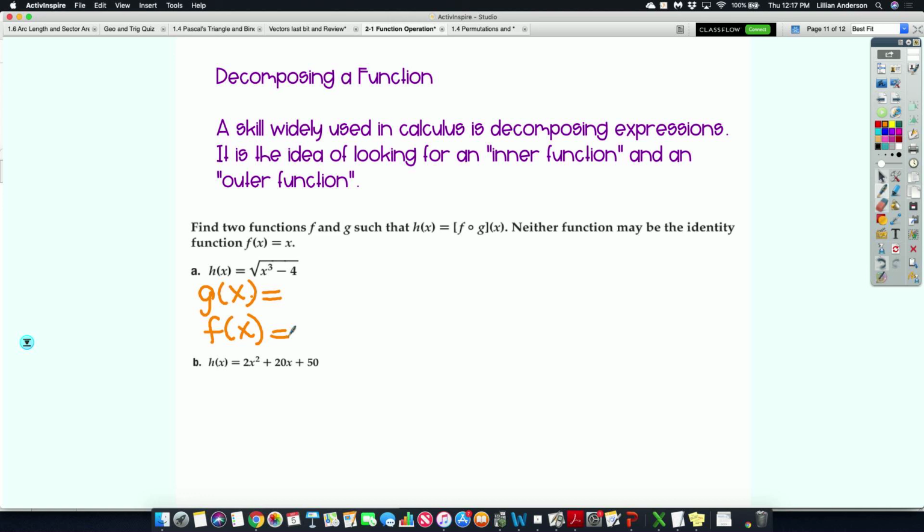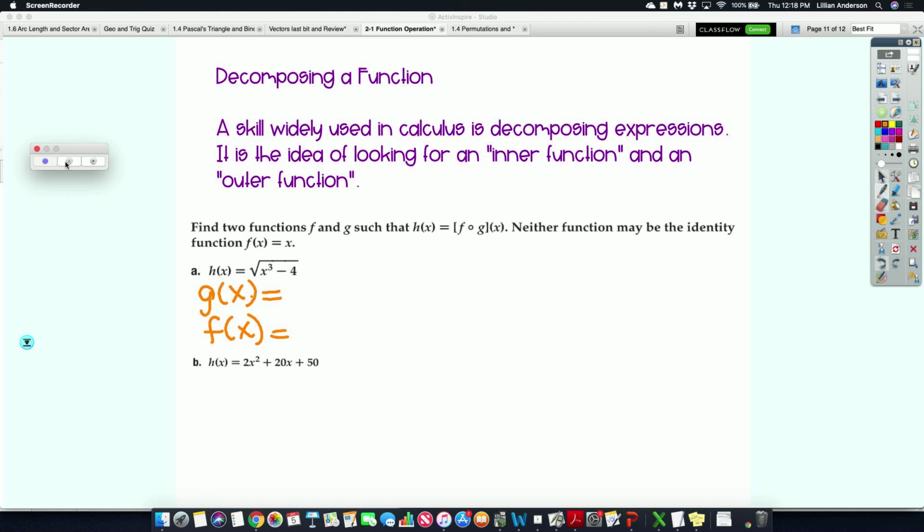What did I plug in? I think I need two separate functions. You need two functions, and when you put one function into the other, you get the square root of x to the third minus 4. And it can't be x. But could it be the square root of x?